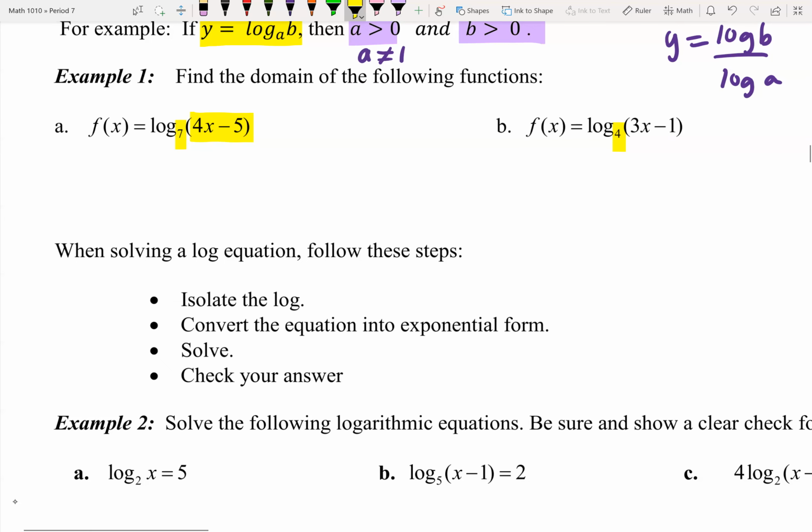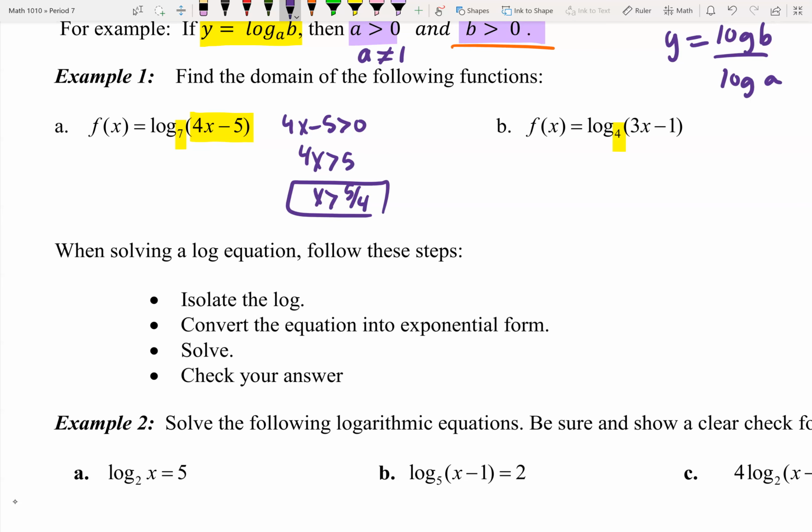So see that 4x minus 5? I know that that 4x minus 5 has to be greater than 0. So everybody write down 4x minus 5 must be greater than 0. It can't be a 0. Remember, we got an error. And it can't be a negative. So move your 5 over. 4x greater than 5. Divide by 4. x is greater than 5/4. That's your answer. That's literally all you have to do.